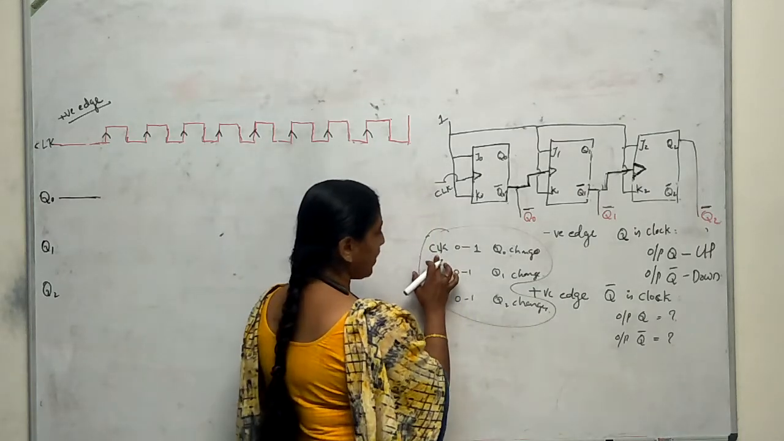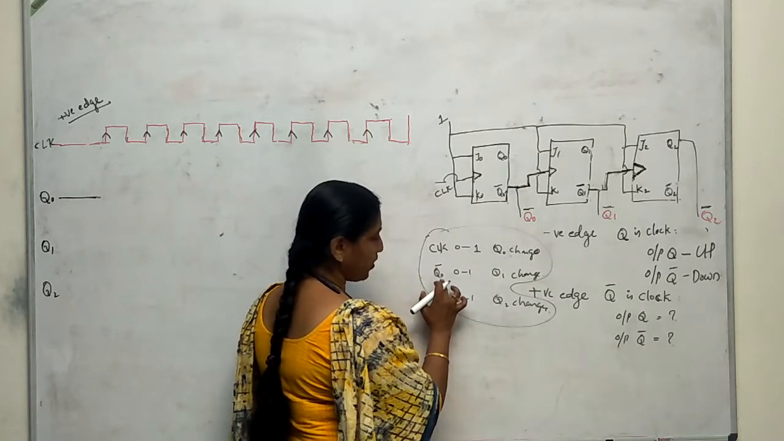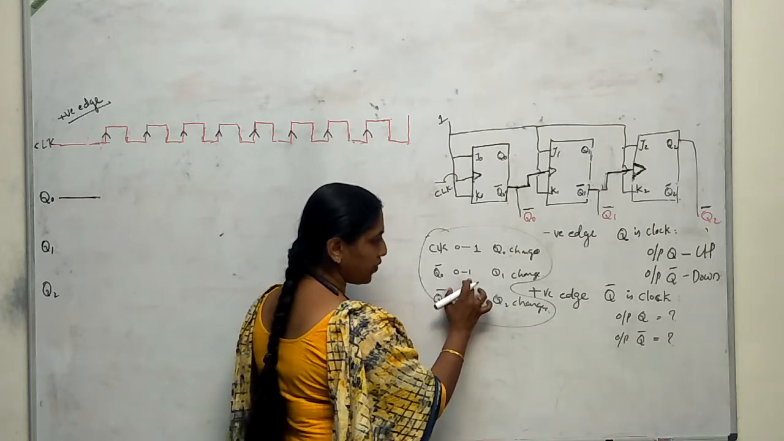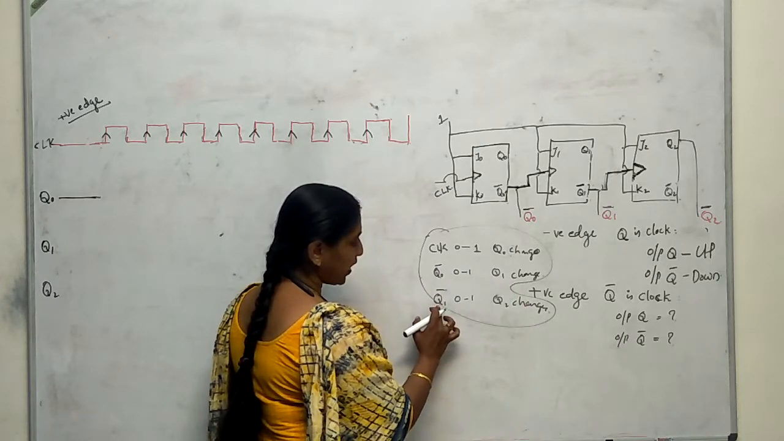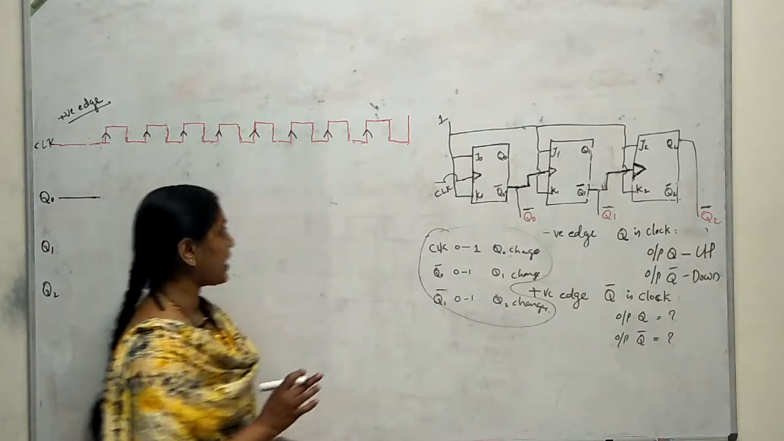Whenever the clock goes from 0 to 1, Q0 will change. Whenever Q0 bar goes from 0 to 1, Q1 will change. Whenever Q1 bar goes from 0 to 1, Q2 will change. So this is how it is happening.